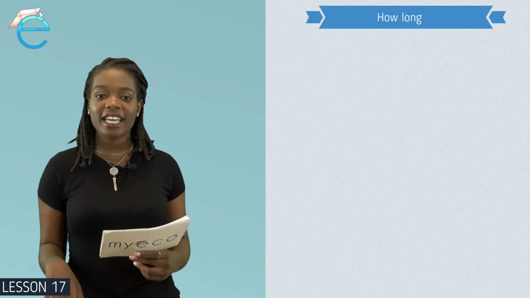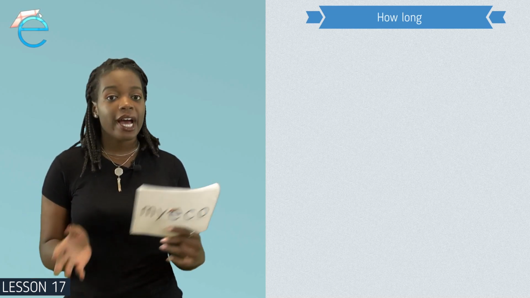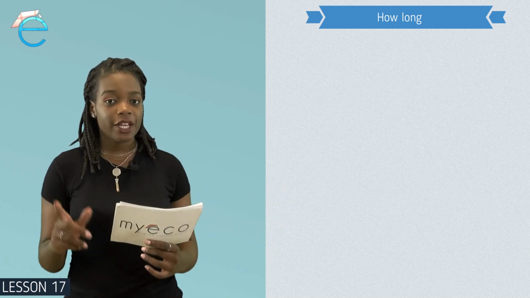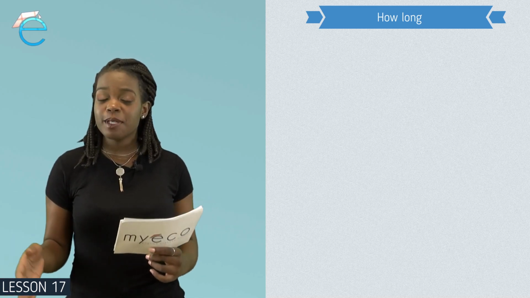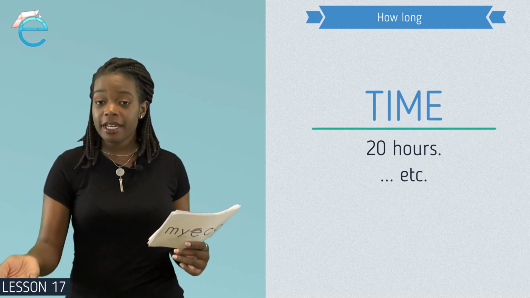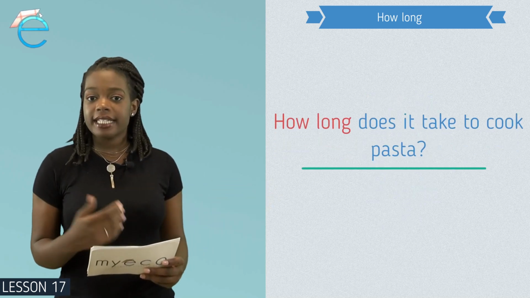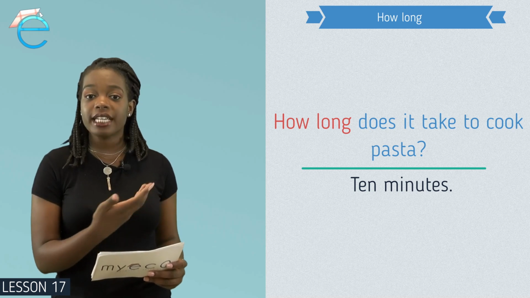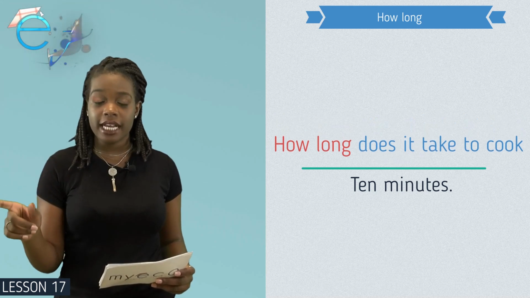Lastly, let's have a look at how long. Now, many times in English, people confuse how far and how long, but there is a difference. How far, like I said, is to deal with measurements, 100 meters, 5 kilometers. When I speak about how long, I'm speaking about time, 10 minutes, an hour, 20 hours. Let's have a look at some examples. How long does it take to cook pasta? 10 minutes. I've been given a time.